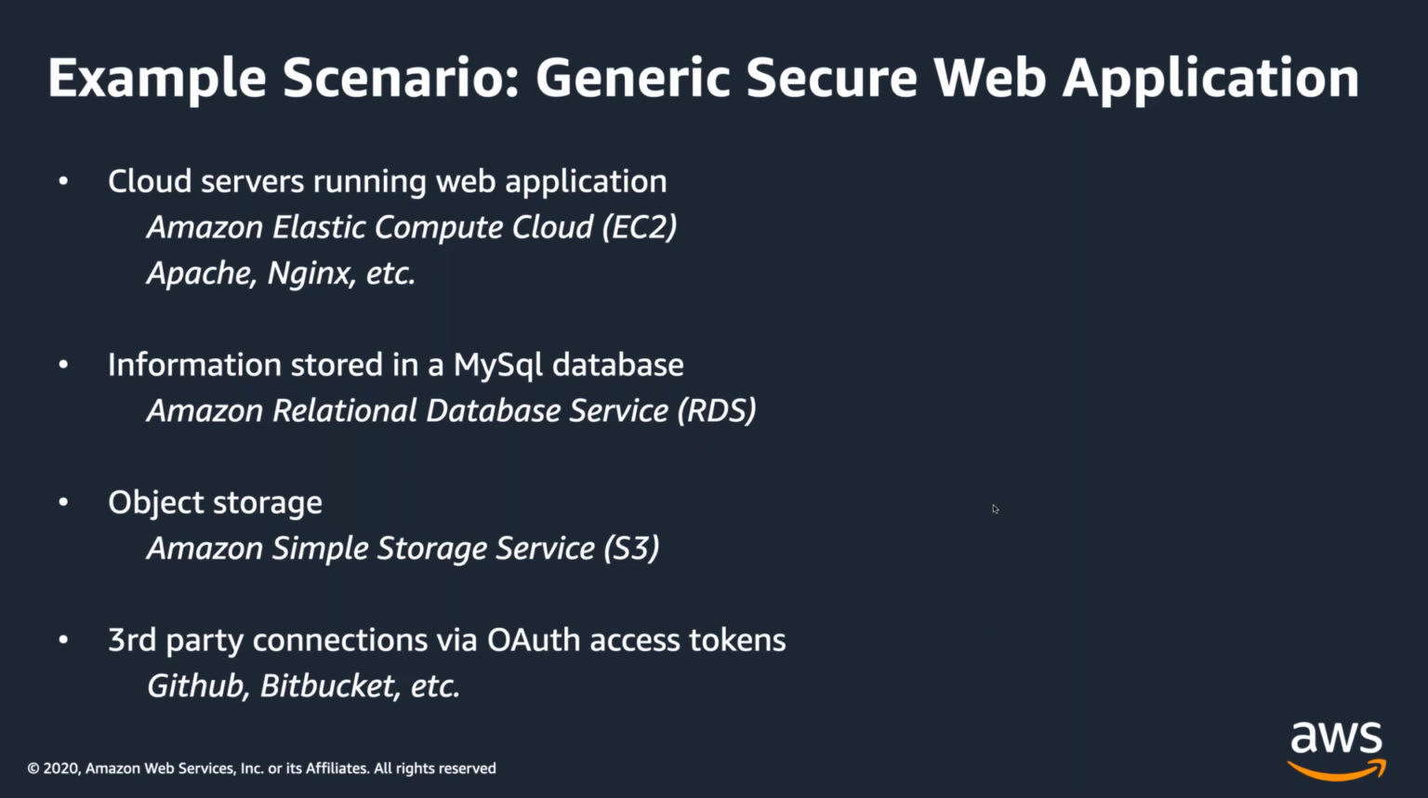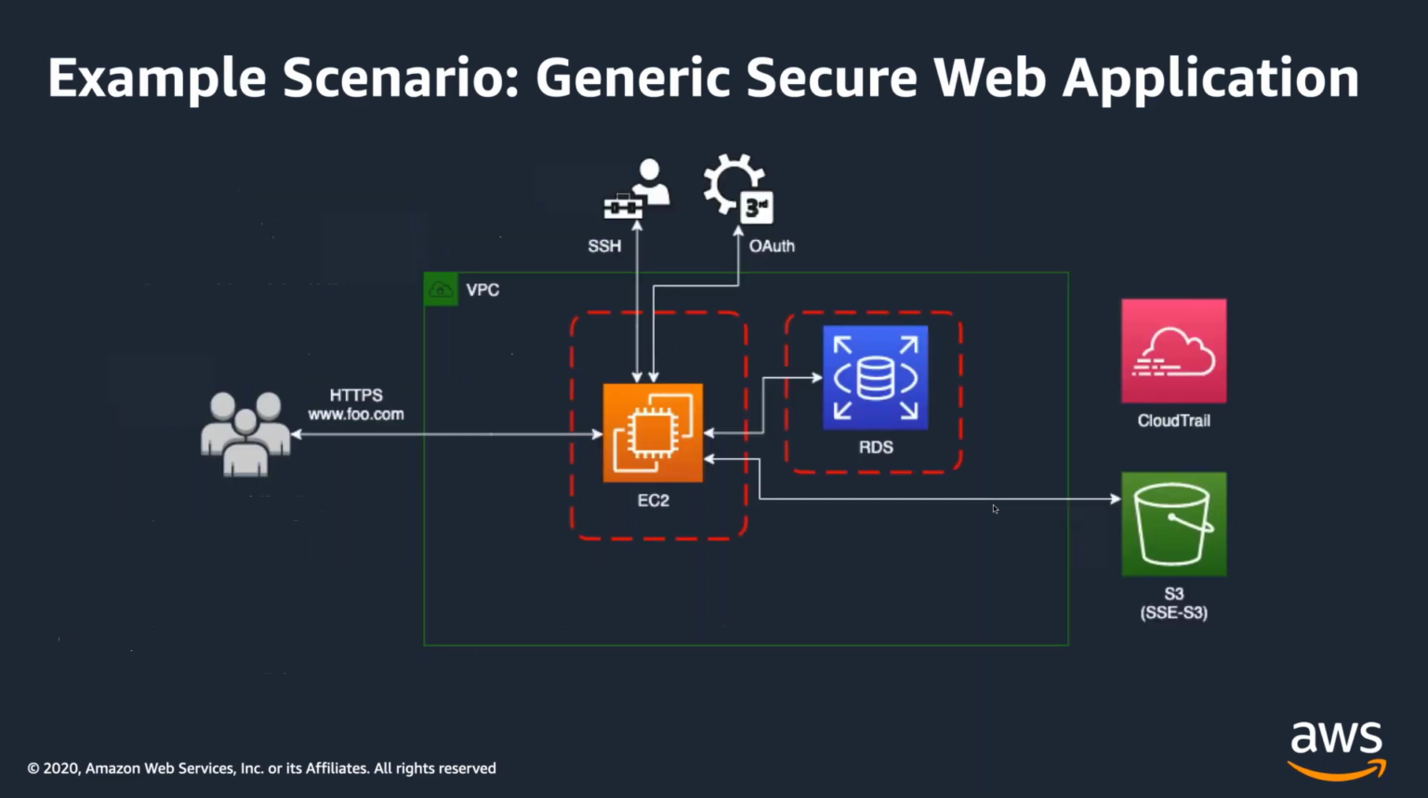We're also going to store some information in a MySQL database. For that, we're going to use Amazon Relational Database Service, RDS. We're going to have an object store. We're going to use Amazon S3 for that. And as Spencer mentioned, we're going to also incorporate some third-party connections, maybe using OAuth tokens. So let's say you want to talk to a code repository like GitHub and Bitbucket.